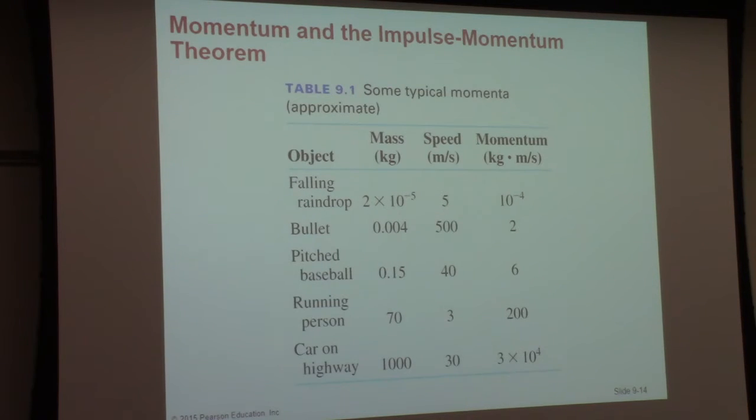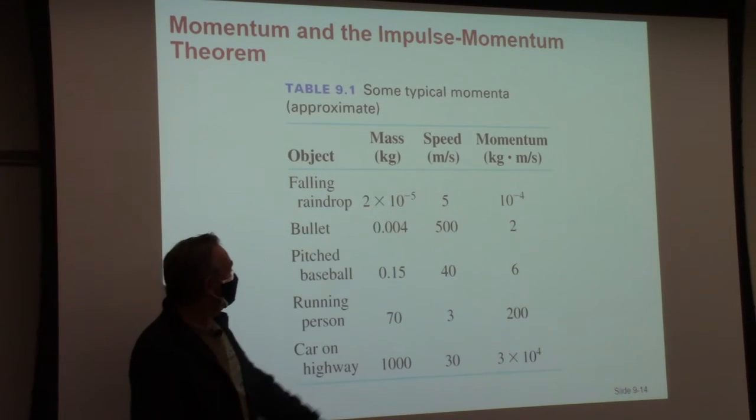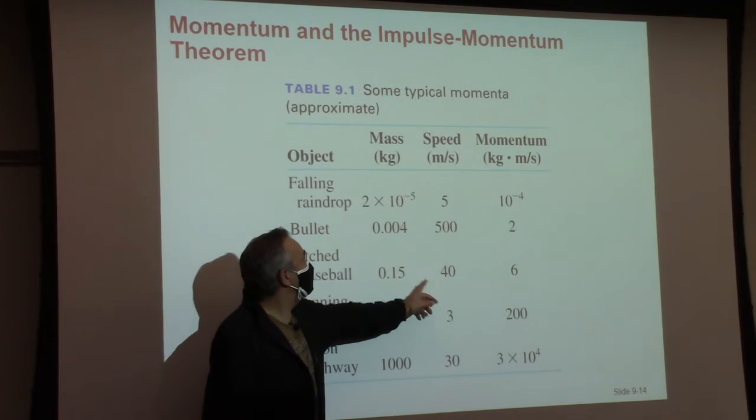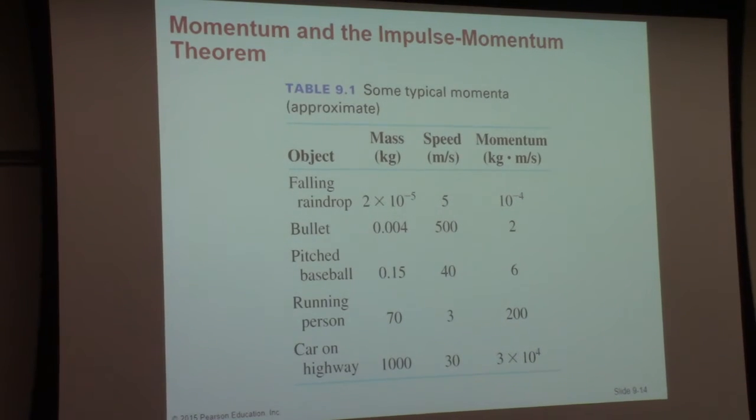Here are some typical momentum values. So a falling raindrop, really small mass, kind of a small speed actually relative to the other ones. 10 to the minus 4 kilogram meters per second. A bullet, not very much mass, but moving really fast, has 2 kilogram meters per second. A baseball, if you watched any baseball the last 2 days for the playoffs, a lot bigger mass than a bullet, a lot slower, but more momentum, right? It's because it's mass times velocity. So a baseball actually has more momentum than a bullet.